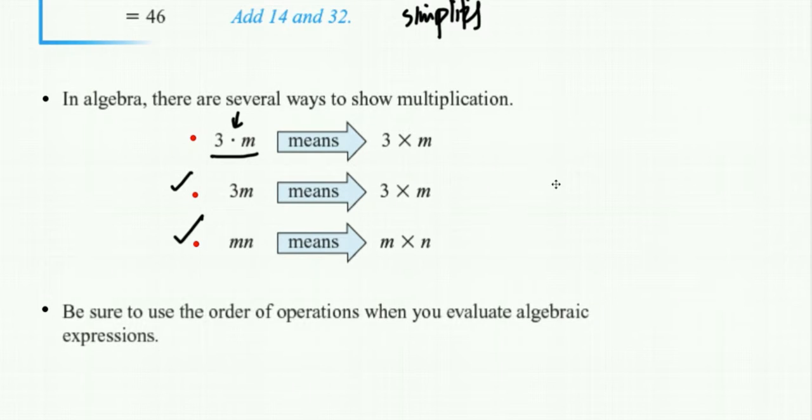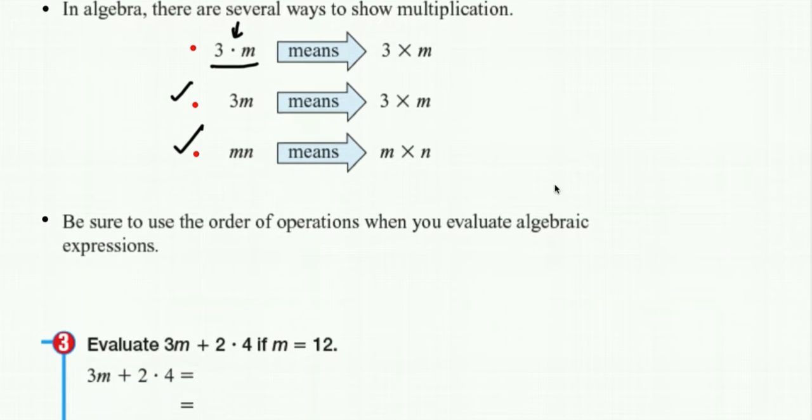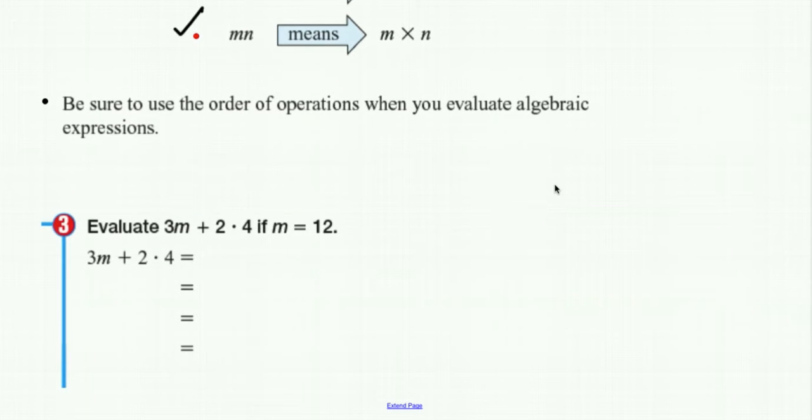Okay, and be sure to use the order of operations when you evaluate algebraic expressions. Let's take a look at example number 3. Evaluate 3m plus 2 times 4 if m is equal to 12. Again, the first step in evaluating an expression is to substitute. So we get the value of 12 and substitute it to m.